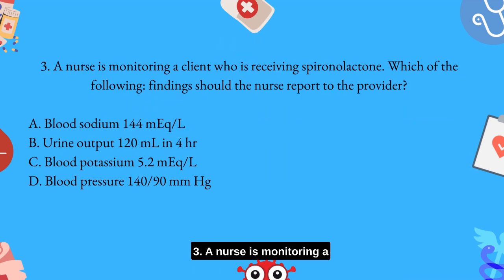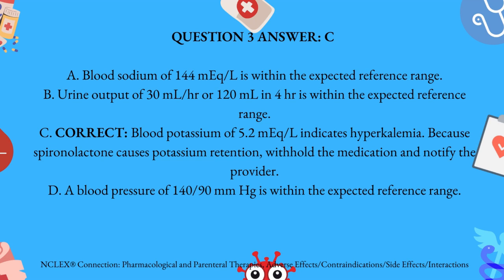3. A nurse is monitoring a client who is receiving spironolactone. Which of the following findings should the nurse report to the provider? A. Blood sodium 144 milliequivalent per liter. B. Urine output 120 milliliters in 4 hours. C. Blood potassium 5.2 milliequivalent per liter. D. Blood pressure 140 over 90 millimeters of mercury. Question 3 answer is C.